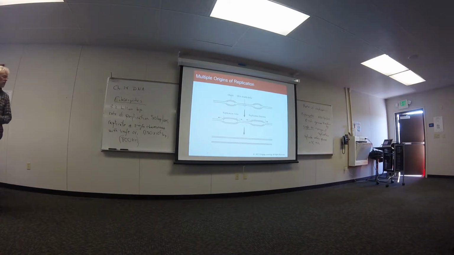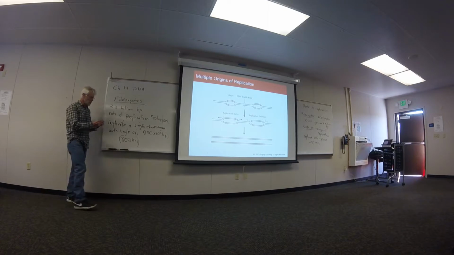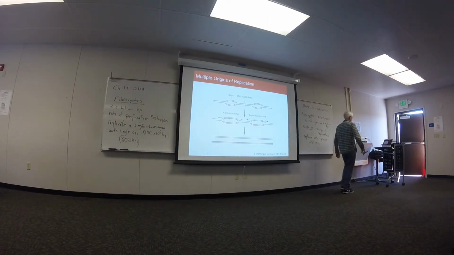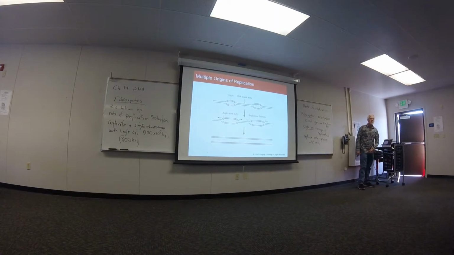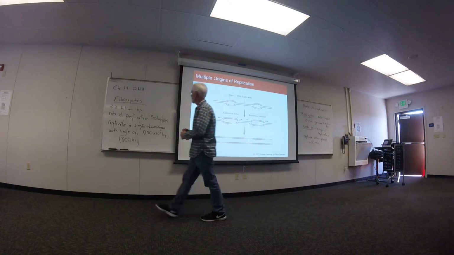About 33 days, that's about a month. It would take about a month to replicate a single chromosome with a single origin. So as I said, we have anywhere between 20 and 80 origins, and they're spaced about 300,000 base pairs apart. You get it done in about 8 hours with 20 to 80 origins.